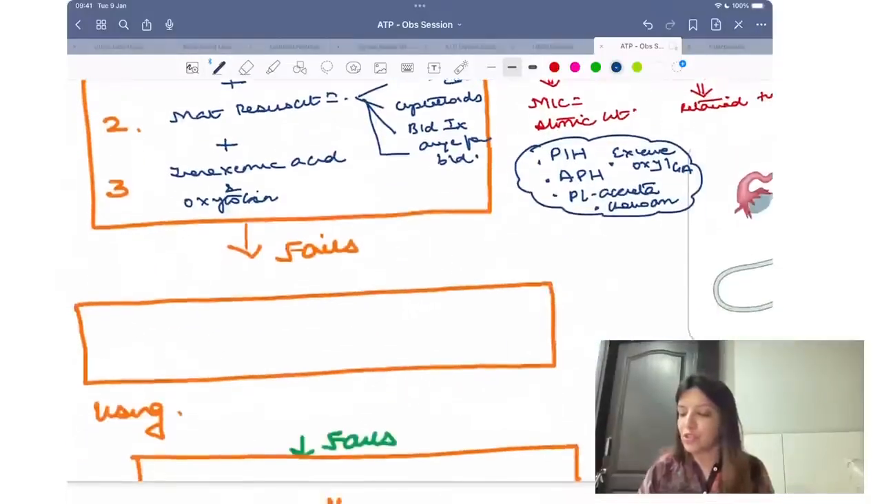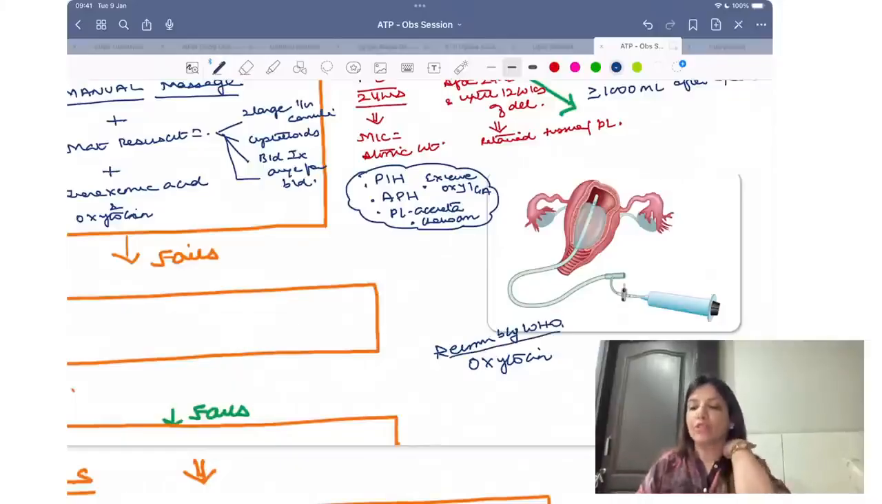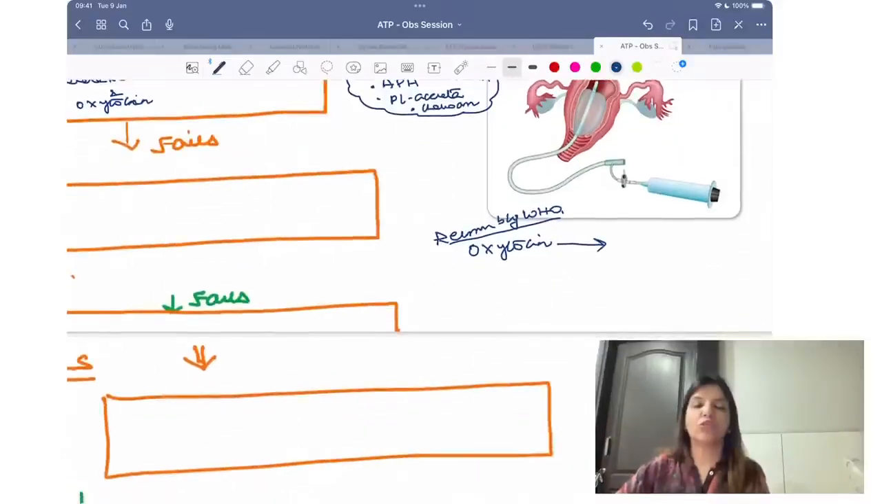Now, if this is going to fail, after oxytocin, so oxytocin is again what is recommended by WHO. It is recommended by WHO. And yes, it has to be 20 to 40 international units of oxytocin. Now, if it fails, what is the next drug? After oxytocin, which drug are you going to try?